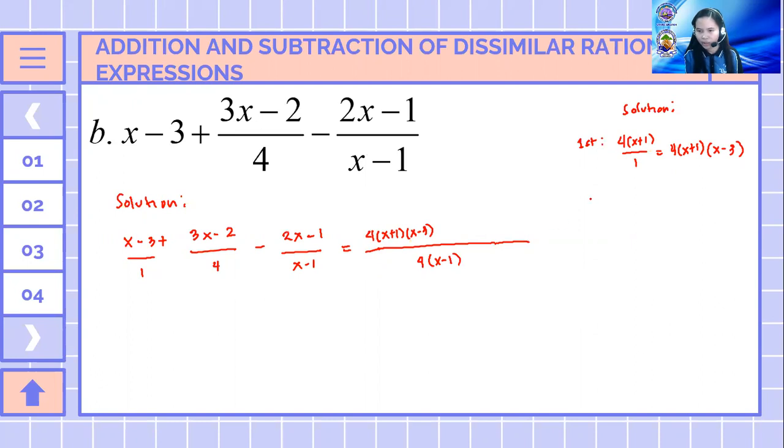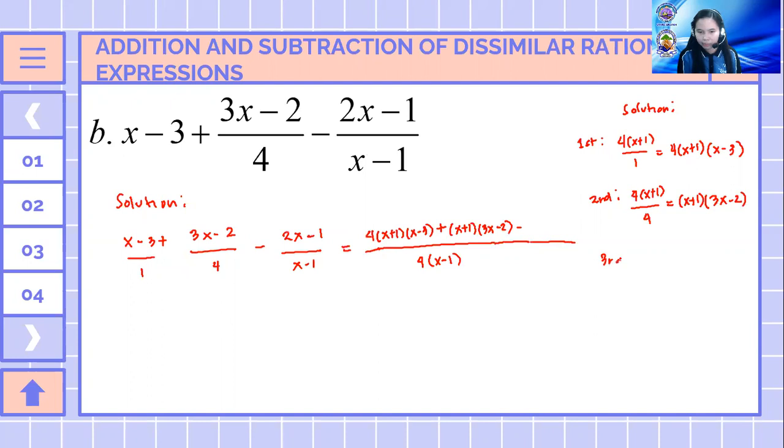And then let's have the second term. We have 4x plus times the x plus 1 divided by 4. So that is x plus 1 times 3x minus 2. Okay? The operation is addition. So we have add, and then x plus 1 times 3x minus 2. Okay? Then let's have the third term, minus.